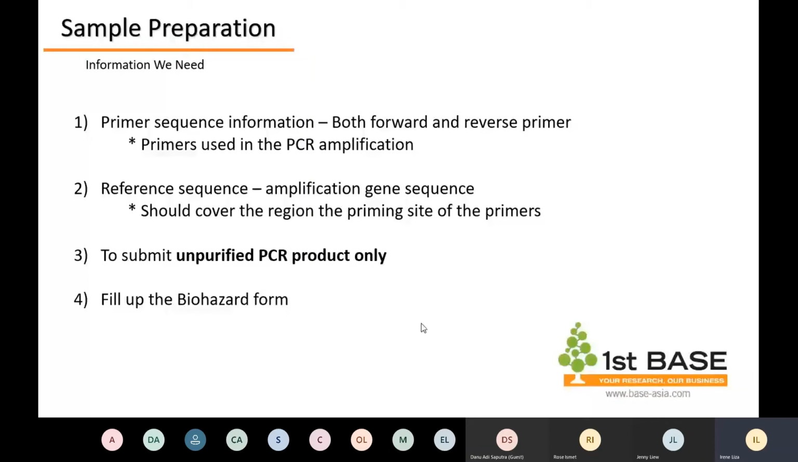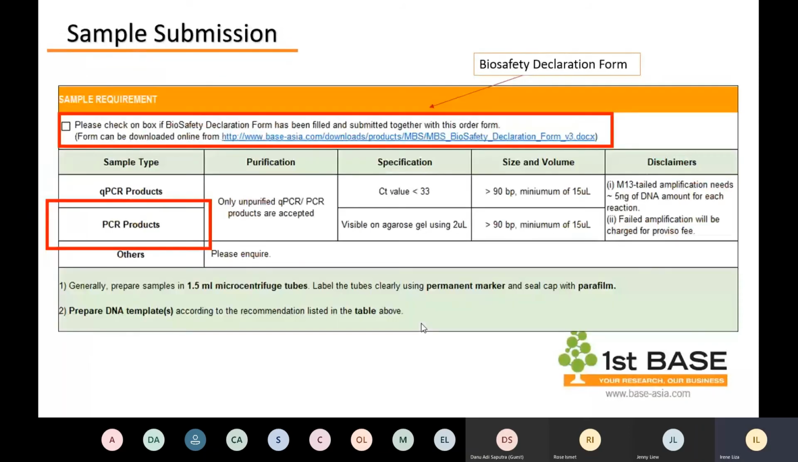Also, we hope that you submit unpurified PCR product only. We only accept unpurified PCR product, and please fill up the biohazard form. This is the sample submission form. On the top part, you will see the biosafety declaration form, which declares that your samples are safe and free from any hazards.